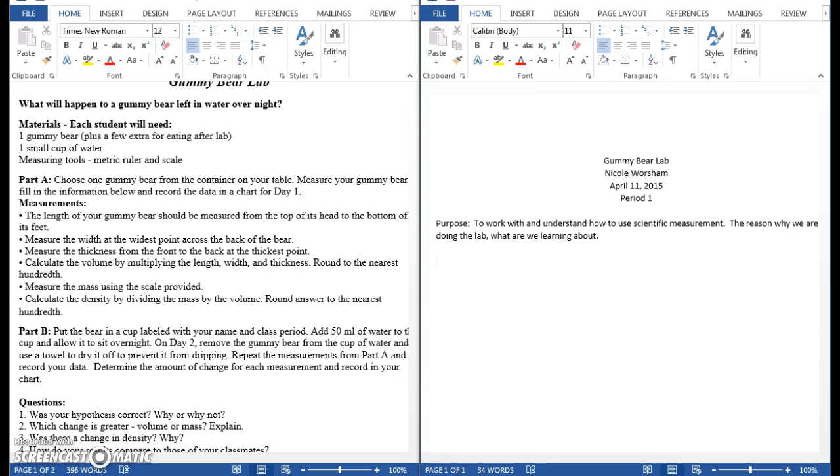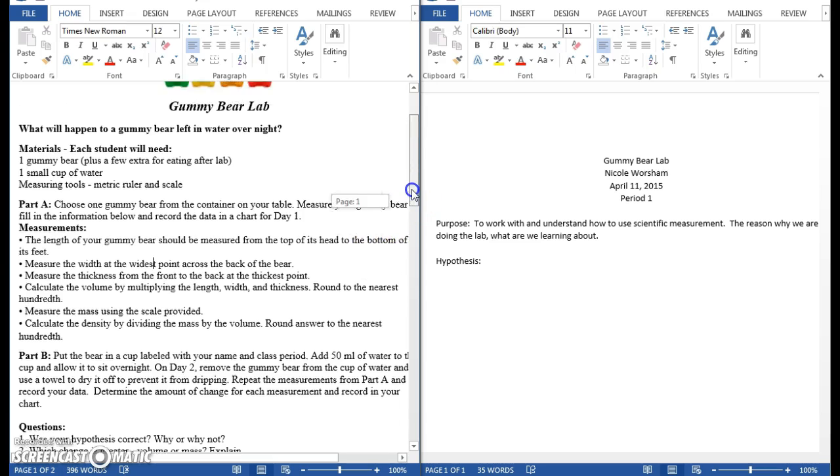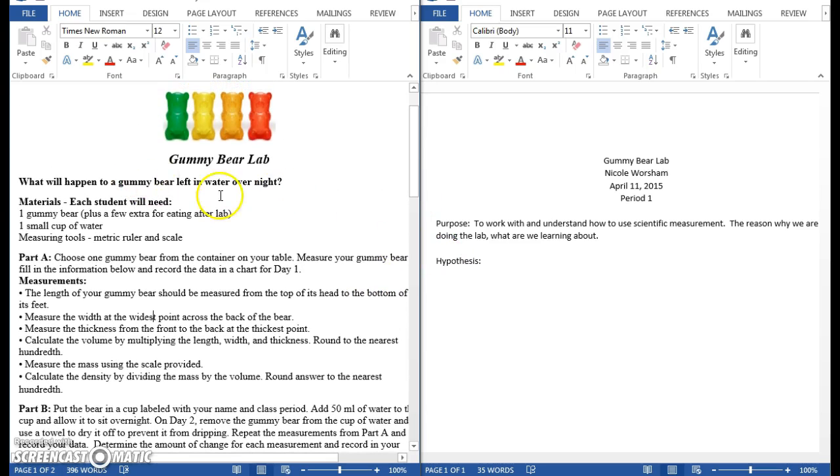The next thing you'll need is a hypothesis. Now, a hypothesis, if you guys remember what we've been talking about, is what do you think is going to happen? What do you think is going to be the outcome? What is your guess? When we look back over here, it's right at the top. It says, what will happen to a gummy bear if left in water overnight? So our hypothesis would be, I think that if left in water overnight, a gummy bear will shrink, dissolve, increase in size, whatever you think is going to happen.